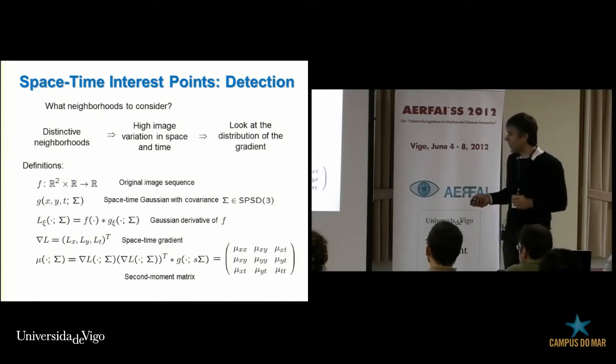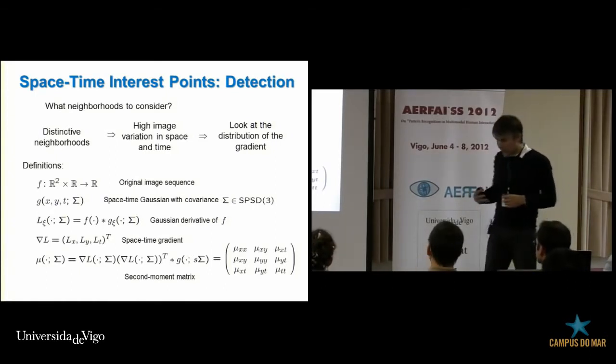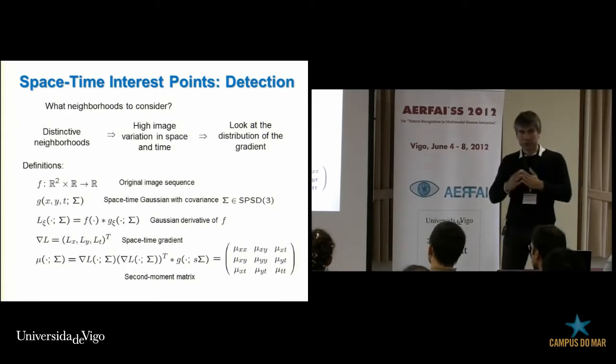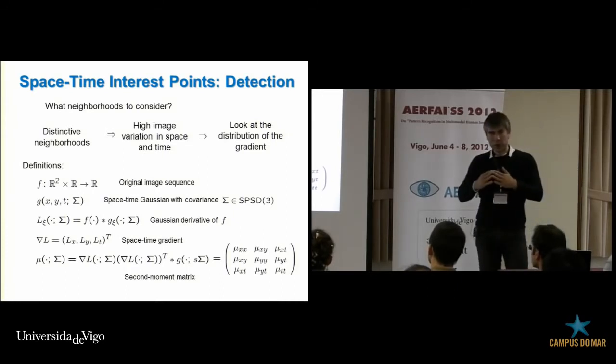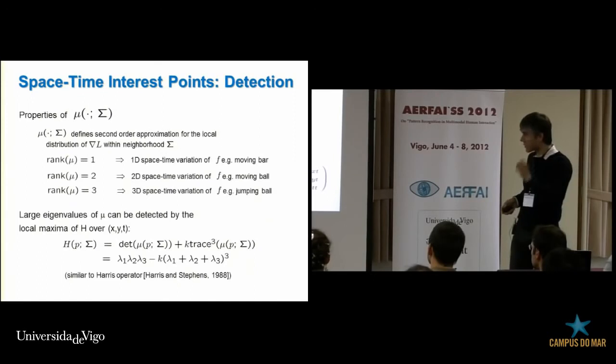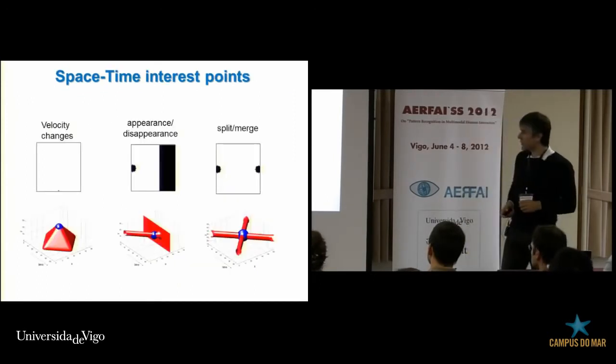So if the rank of this matrix is 3, this indicates some interesting space-time structure, which is maybe some corner which moves not only with constant direction, but also has some significance in time, as it has some change in the motion in time. Okay, so maybe it's simpler to show this with videos.